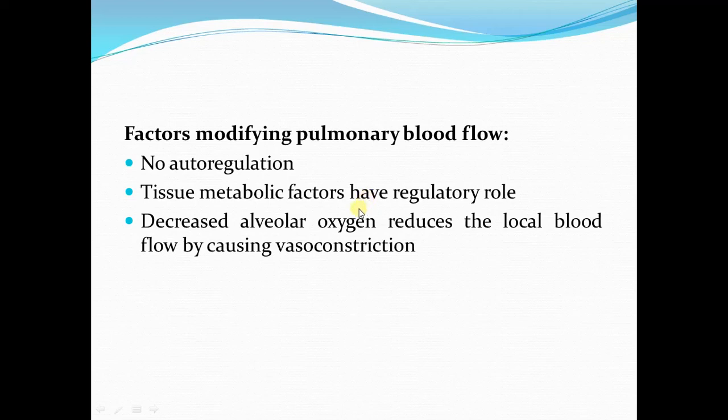Another very important feature of pulmonary vasculature is its response to low alveolar oxygen. When alveolar oxygen is reduced, it causes vasoconstriction. Now, this response is opposite to what you have studied in the systemic circulation. In systemic circulation, when there is hypoxia, it causes the blood vessels to dilate. But in pulmonary circulation, decreased pressure of oxygen in the alveoli causes the pulmonary vessels to undergo constriction.